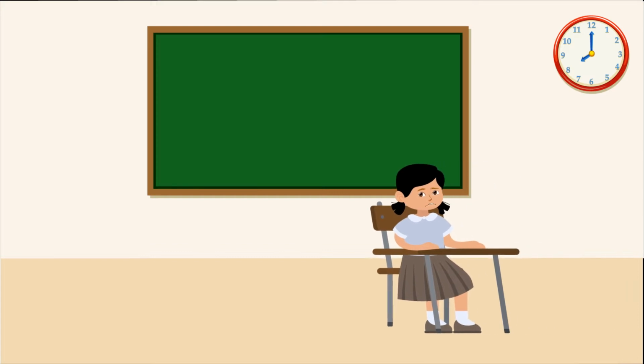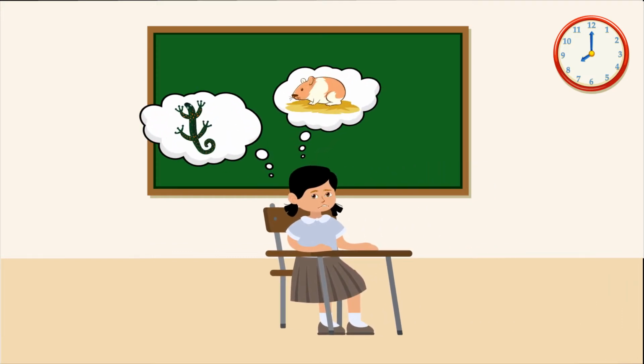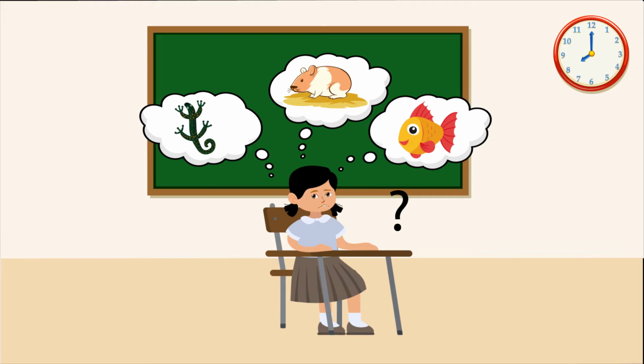Your class is allowed to get a pet. Your teacher decides to put it to a vote on whether it will be a lizard, hamster, or fish. You panic because you've never cared for any of these critters. How can you possibly be expected to vote on them?